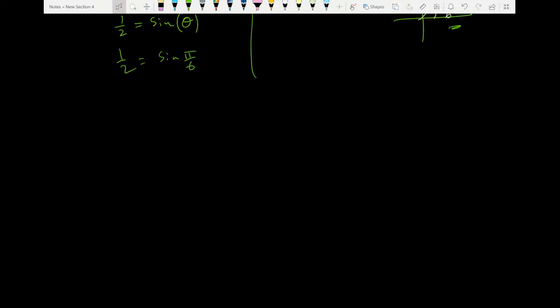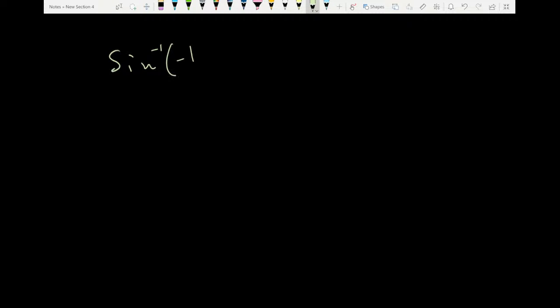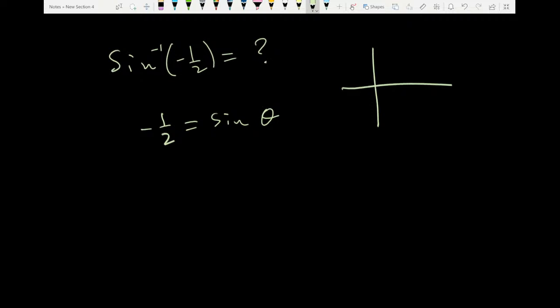What if we're doing something a little bit more interesting? Sine inverse of negative 1/2. What is that? So in other words, sine of what gives you negative 1/2? Well, if we use the table and so on, it's pretty simple.